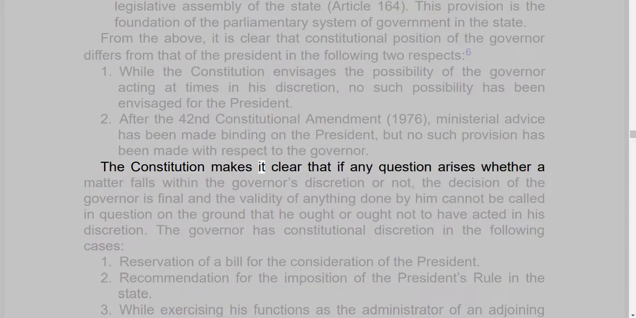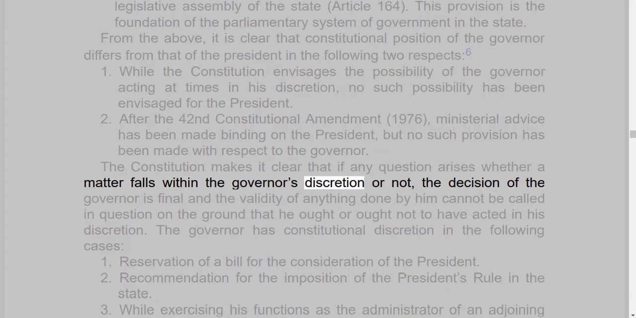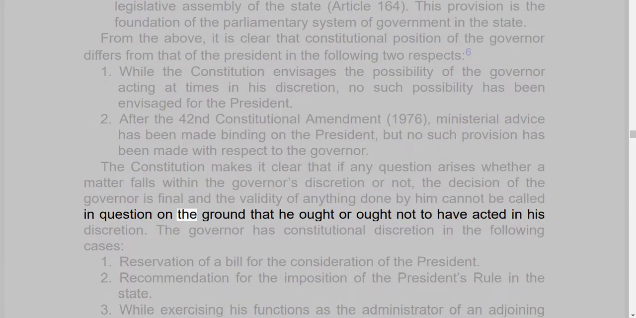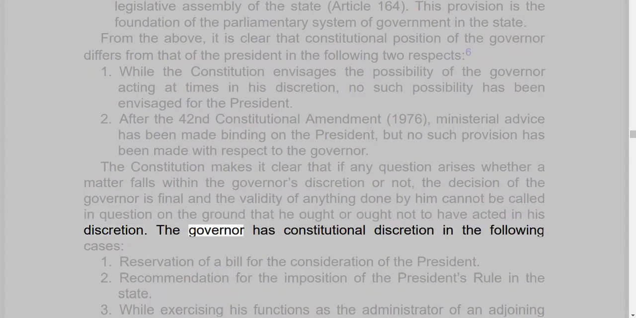The Constitution makes it clear that if any question arises whether a matter falls within the governor's discretion or not, the decision of the governor is final and the validity of anything done by him cannot be called in question on the ground that he ought or ought not to have acted in his discretion. The governor has constitutional discretion in the following cases.